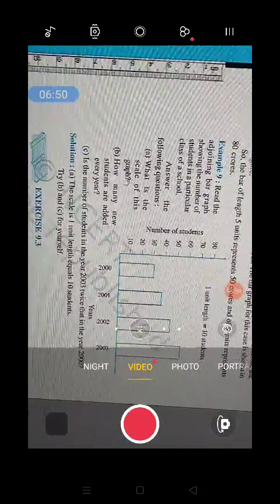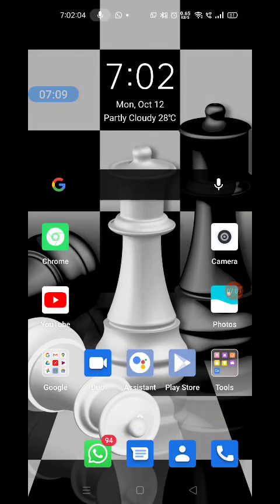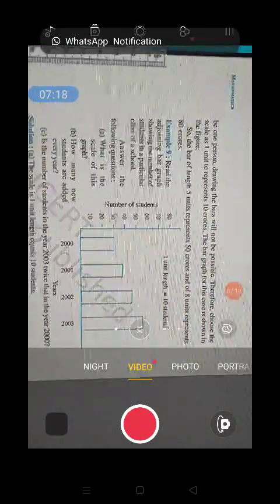Okay, what is the scale of this graph? We need to find the scale first. We need to understand what is the scale. 1 unit length equals 10 students. Are you able to see this? If not on the screen, you better have a look in your books. Okay, so 1 unit length equals 10 students. Sorry. Yes, 1 unit length equals 10 students. This is what it is. So we know the scale of the graph.